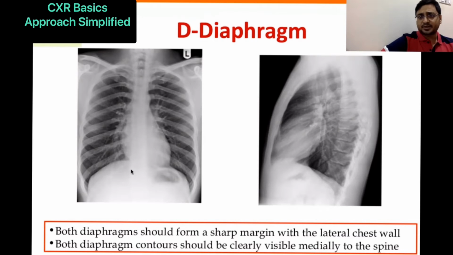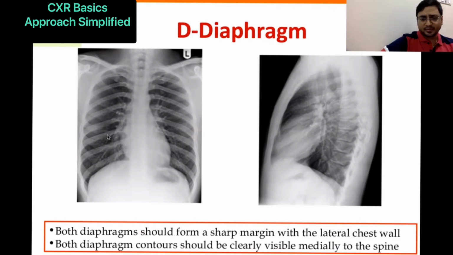It separates the chest from the abdominal cavity, and both diaphragms should form a sharp margin with the lateral chest wall, and both diaphragm contours should be clearly visible. Normally the right side is 1.5 above the left, and you can see the gastric bubble on the left side. So this is how you should be looking at the diaphragm.